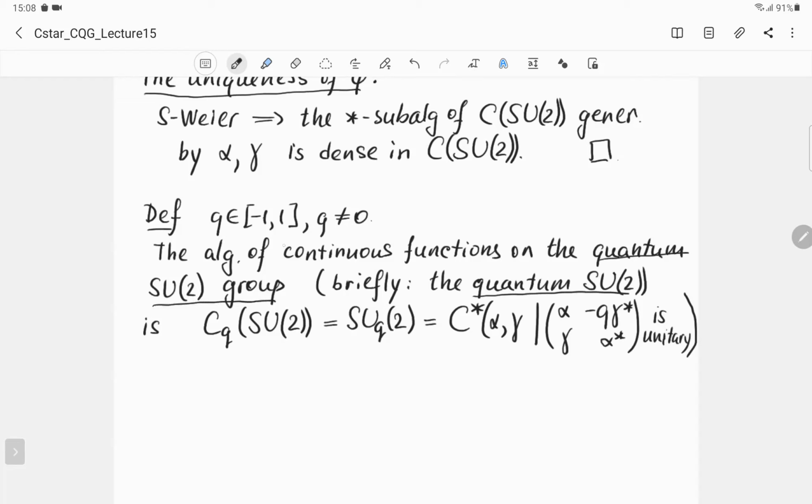Of course, let me put the quotation marks here. Of course, this is not an algebra of continuous functions on any space because it is not commutative. But according to the philosophy of non-commutative geometry, it is very useful to consider non-commutative unital C-star algebras as algebras of continuous functions on quantum spaces. So in some sense, this algebra may be interpreted as the algebra of continuous functions on the respective quantum group.